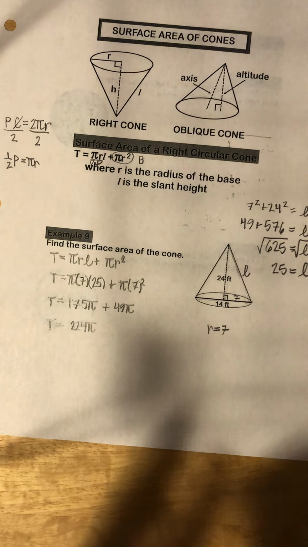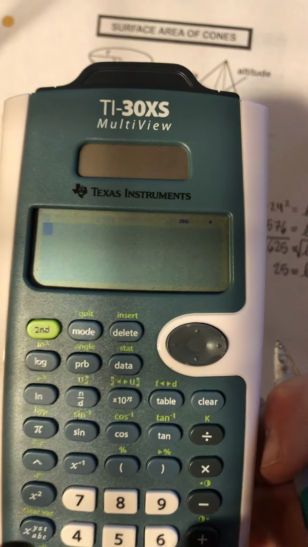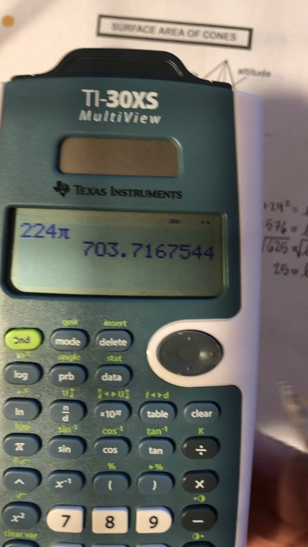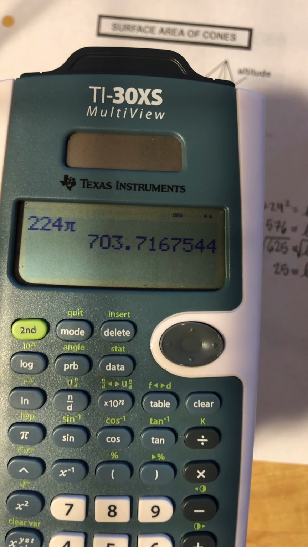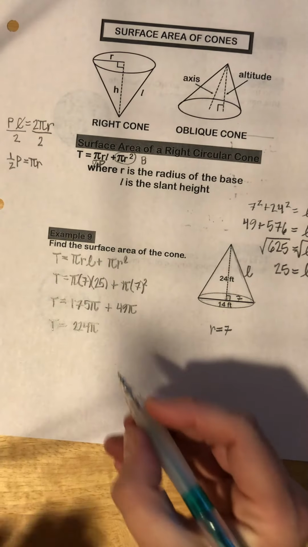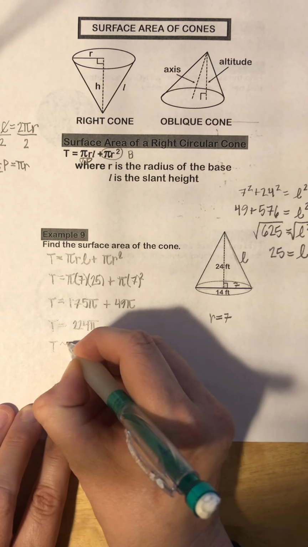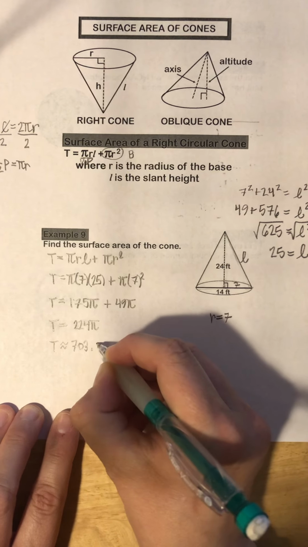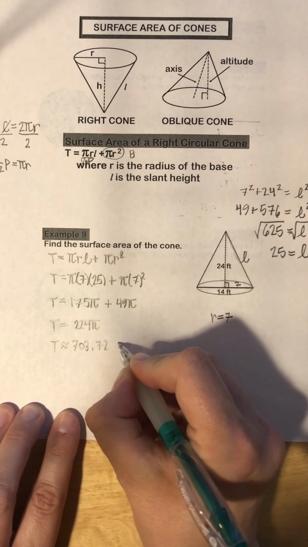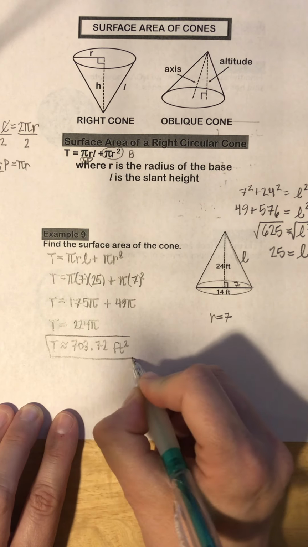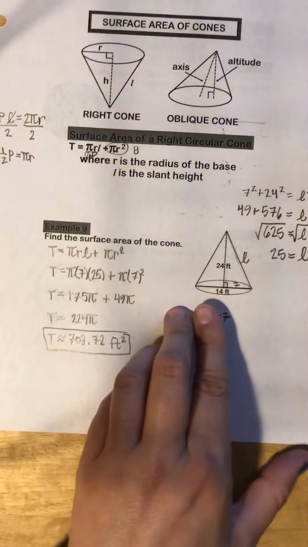And let's find out what that would equal. So let's use a calculator. 224 pi. I don't know if I have it on. Nope, I'm good. All right, let's do 2 digits behind the decimal point. So I'm going to do 703.72. So our total surface area is approximately 703.72. What are our units? Feet. So feet squared. So really, once you know the formula, these are pretty easy.